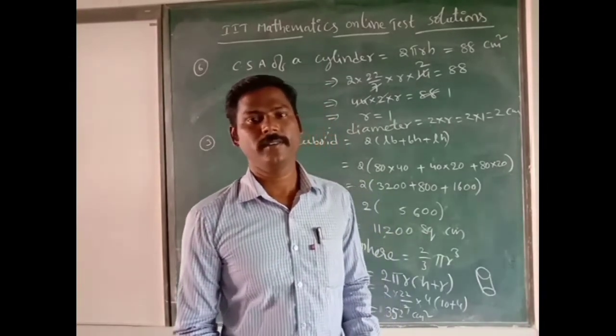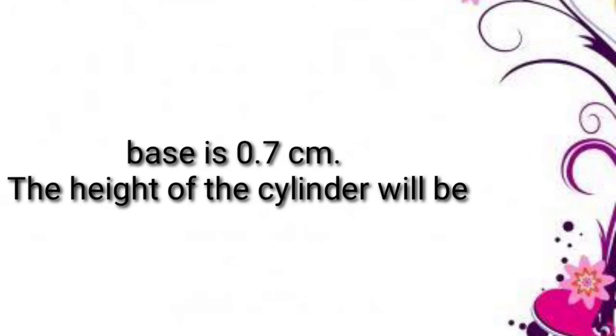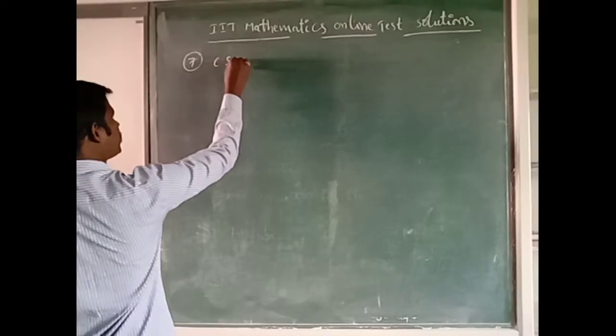Understood, children? Next question, what is given? The curved surface area of a right circular cylinder is 4.4 square centimeters. The radius of the base is 0.7 centimeters. The height of the cylinder will be how much? So if you observe the question, curved surface area of the cylinder.